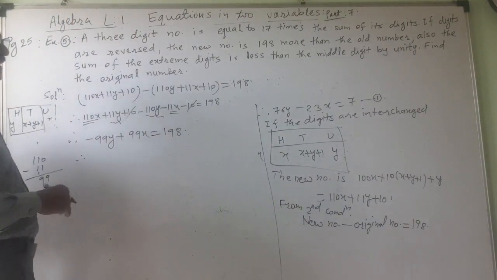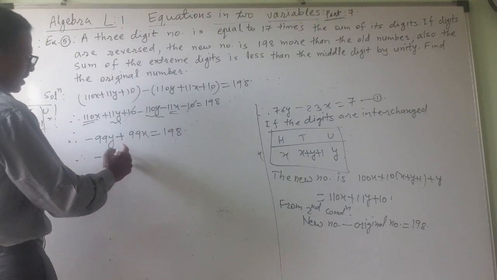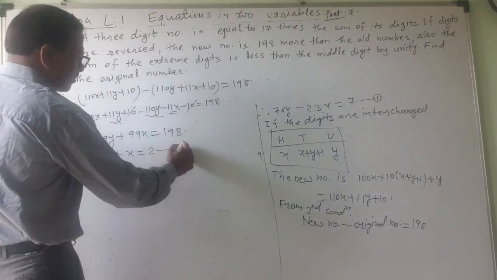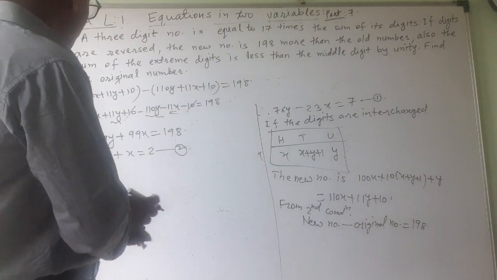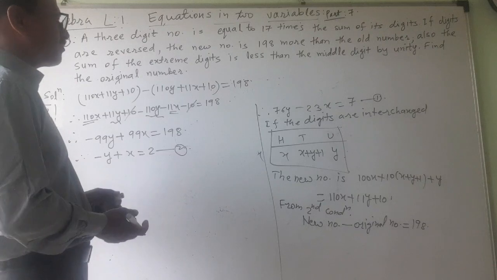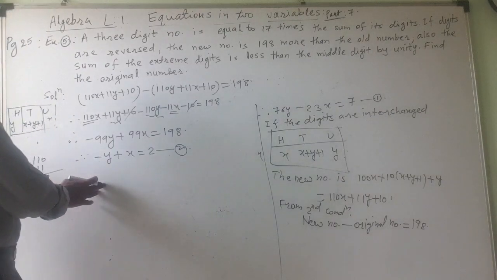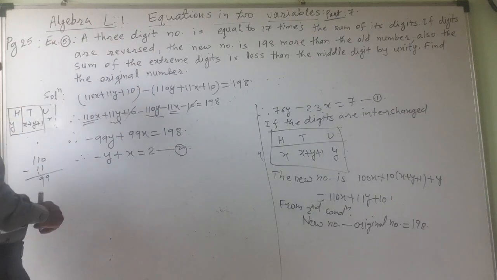Therefore, I can divide by 99. Therefore, minus y plus x is equal to 2, this is number 2. Now check how we have to solve. So we have to solve these two equations, equation number 1 and equation number 2. What I will do, I will decide what I have to cancel. If suppose I have to cancel this x, I will change the sign here. So it will be better. Or if you don't want to change, directly you can see.